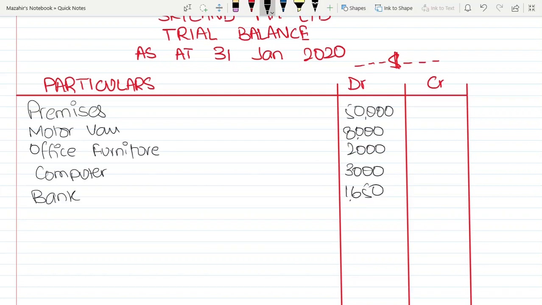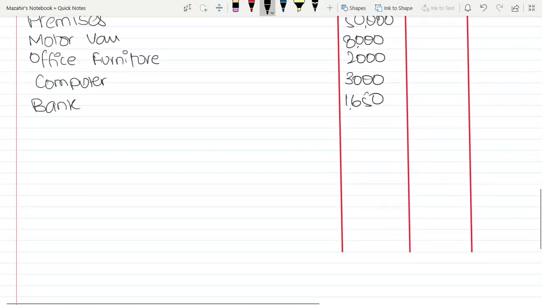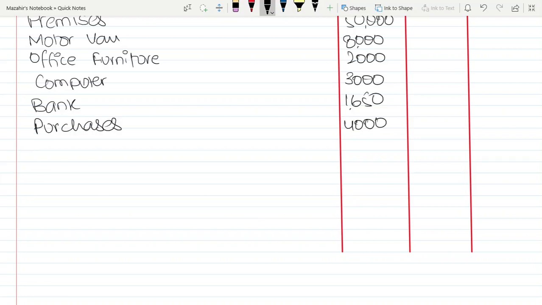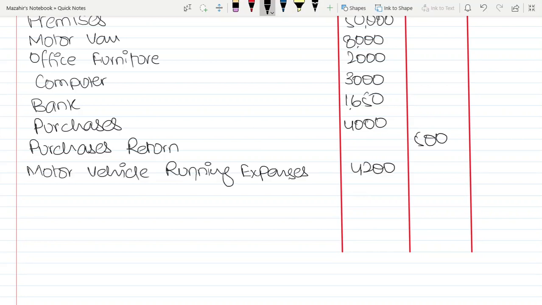Now that we've stated all the assets, we'll start with the expenses. They will also be written on the debit side. First one is purchases 4,000. Then we have purchases return for 500. They will be written on the credit side because it is a contra account of expenses. Then comes the motor vehicle running expenses for 4,200. Then comes the wages and rent for 1,800 and 2,000 respectively.